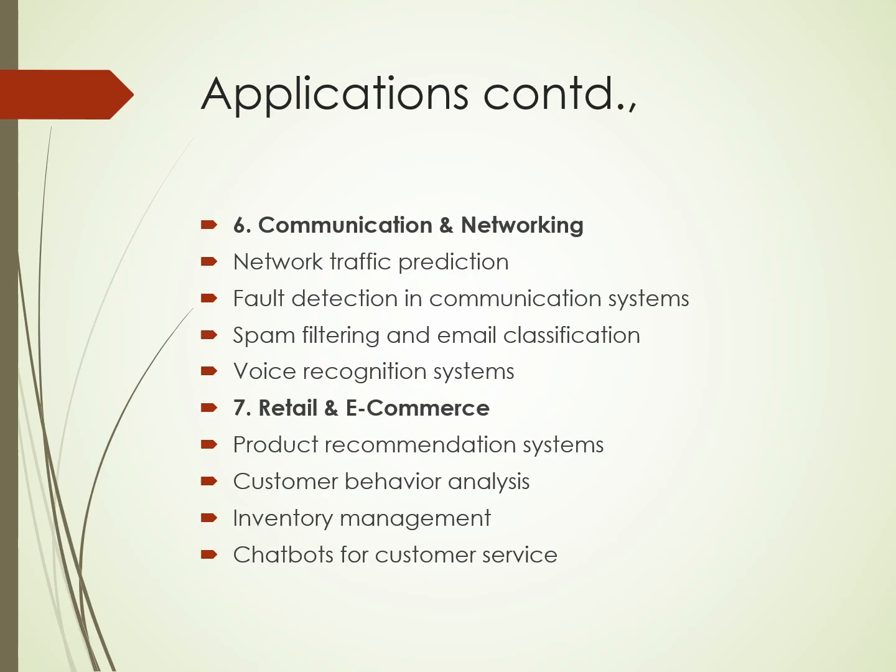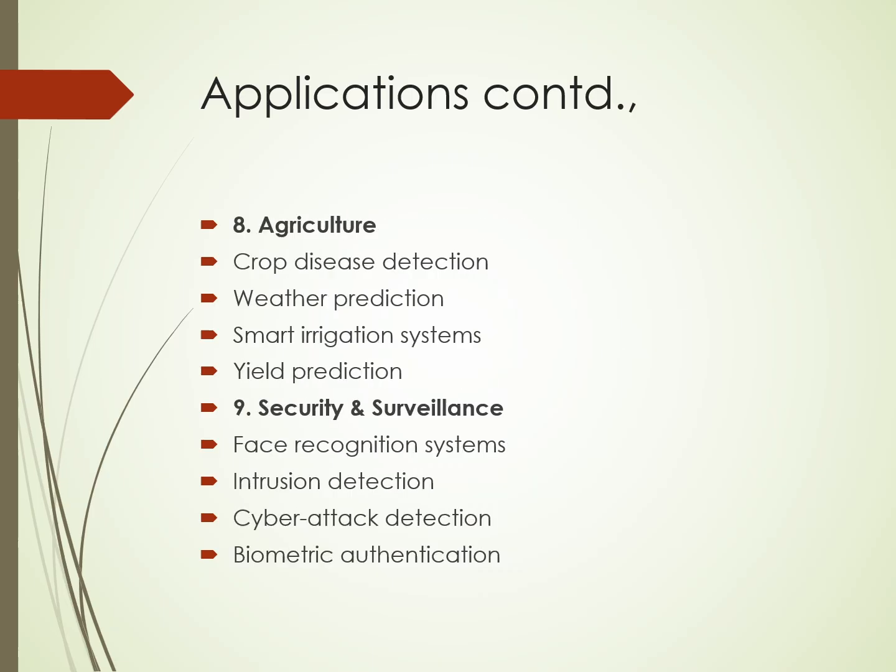The sixth application is communication and networking. In this application, AI is used for traffic prediction, fault detection in communication systems, spam filtering and email classification, and voice recognition systems. The next application is retail and e-commerce. Nowadays everyone is using that. It is used for product recommendation systems, customer behavior analysis, inventory management, and chatbots for customer service.